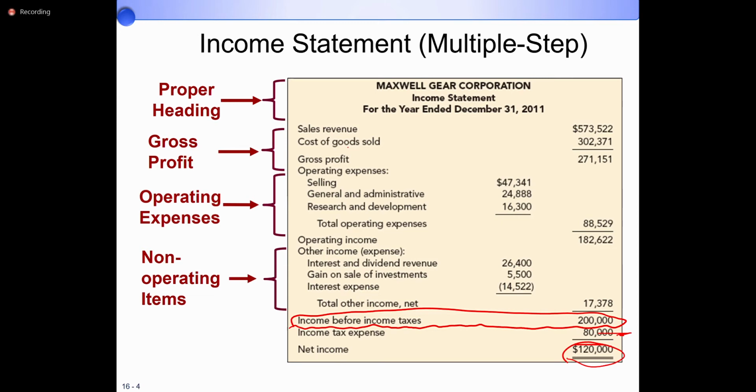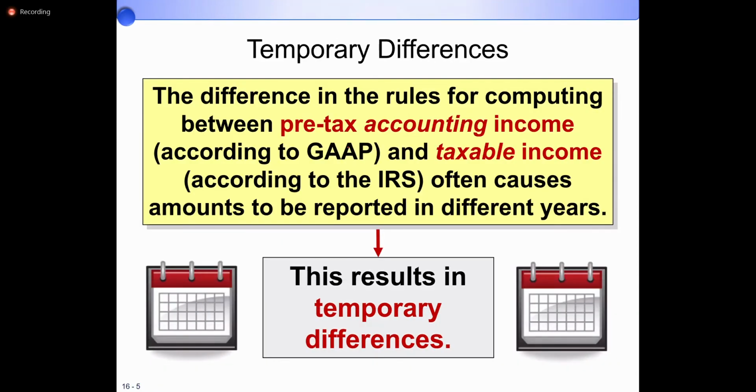Another kind is called the temporary differences. Temporary differences are just timing differences. This year these two are different, but next year it's going to reverse back. So over these years, there's no difference. That's why we call that a temporary difference.